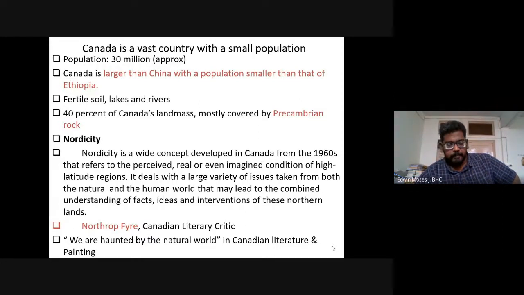Northrop Frye, you would have heard of Northrop Frye. He's a famous Canadian literary critic. He said that everywhere in Canada we are haunted by the natural world. We are haunted by the natural world in Canadian literature and paintings. So, if you see, most of the Canadian writers foreground nature as a part of their writings. Nature is an important part of most of the writings of Canadian literature because they have to encounter nature everywhere. You see, nature plays a dominant role in people's mind and people's psyche, right? That's why Northrop Frye, a famous Canadian literary critic, says we are haunted by the natural world in Canadian literature.